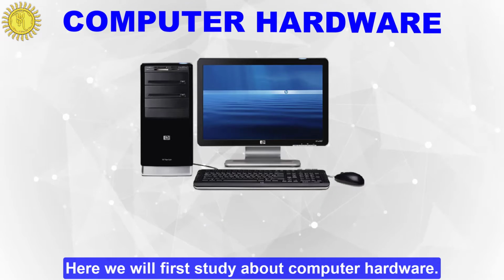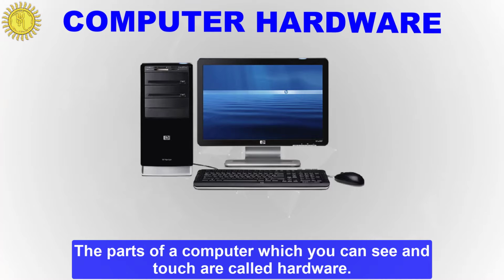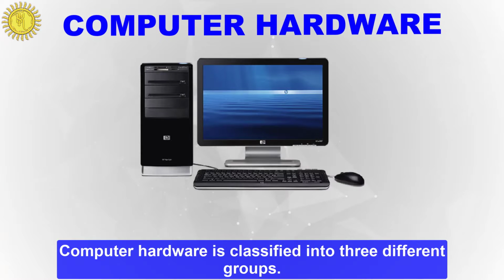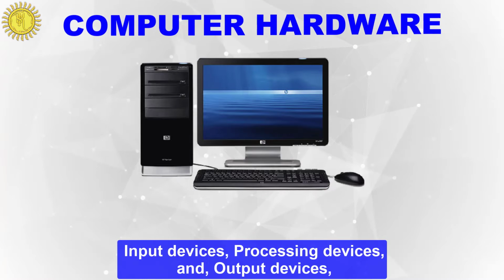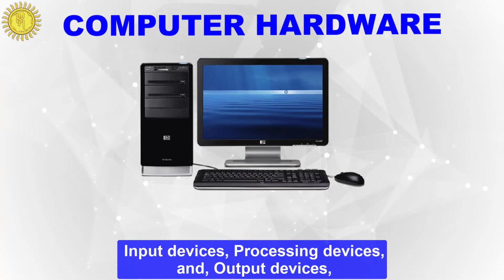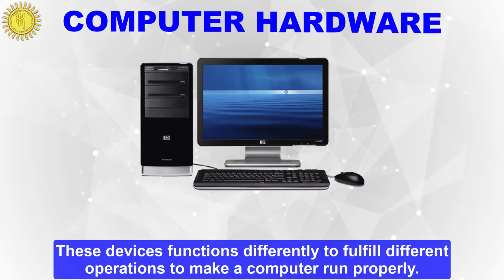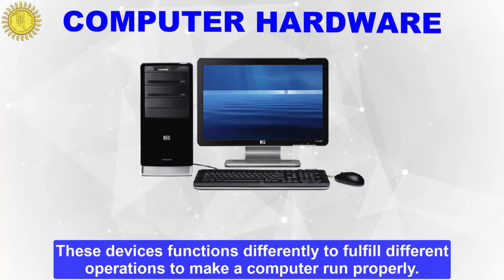Here we will first study about computer hardware. The parts of a computer which you can see and touch are called hardware. Computer hardware is classified into three different groups: input devices, processing devices, and output devices. These devices function differently to fulfill different operations to make a computer run properly.